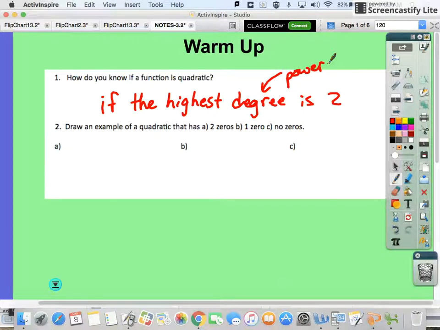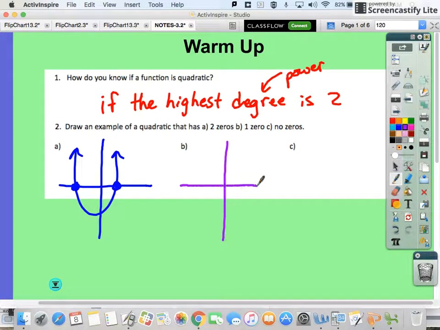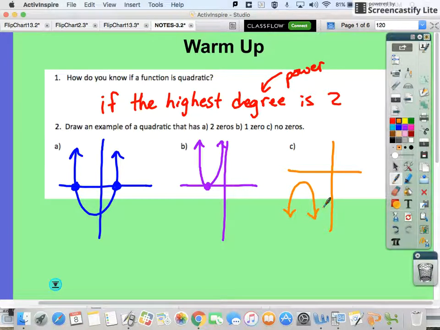Next, it says draw an example of a quadratic that has two zeros. So a quadratic is a parabola, so that could be something like this. It has 1, 2 zeros. Then it says one that has 1 zero. That would be like maybe this. It has 1 zero. And then one that has no zeros would be like this. It doesn't cross the x-axis at all.